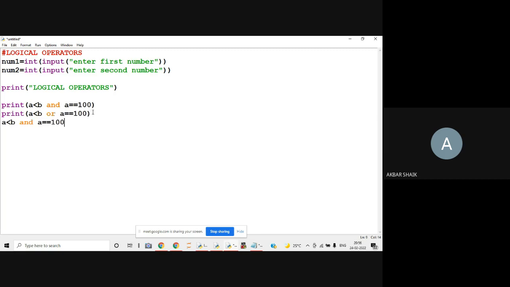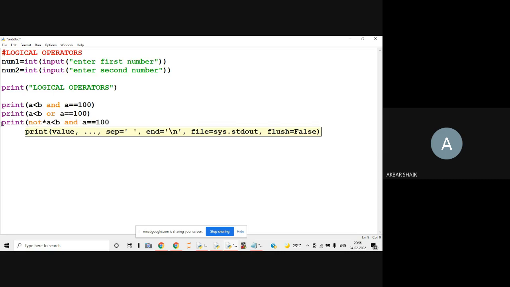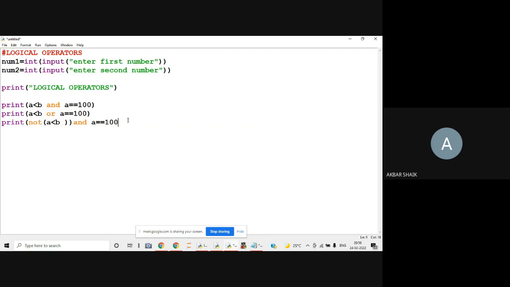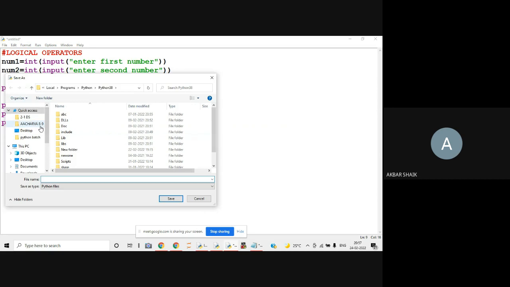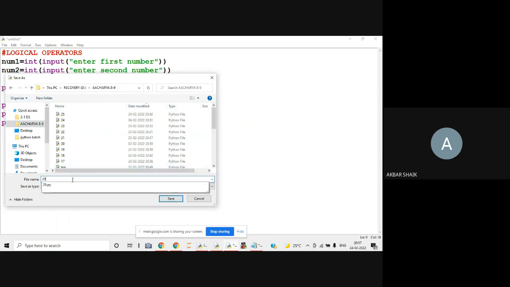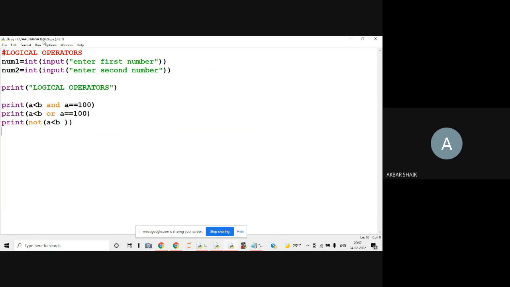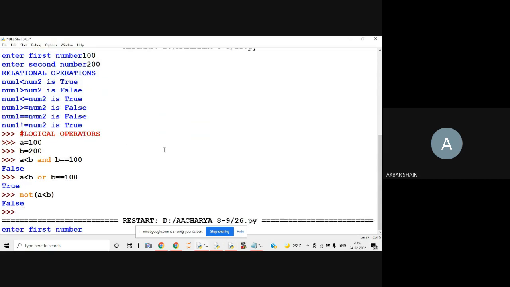Next, here also print of not of A less than B. That's it. So these are the three logical operators we are applying for this program. Okay, so now we'll see what will happen. Now I'll run this program. Enter first number, I am giving 100.